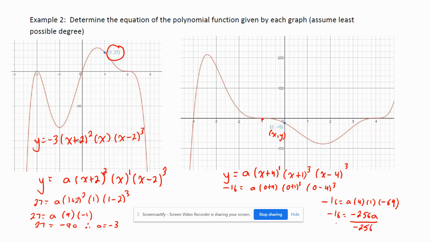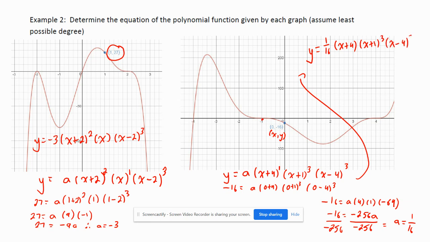Divide both sides by negative 256. On your calculator, you can just do this and go math frac, but you're going to get a equals 1/16. So our answer to this one is 1/16 times (x plus 4), (x plus 1) cubed, (x minus 4) cubed. Okay, that's going to be the answer for this one over here.